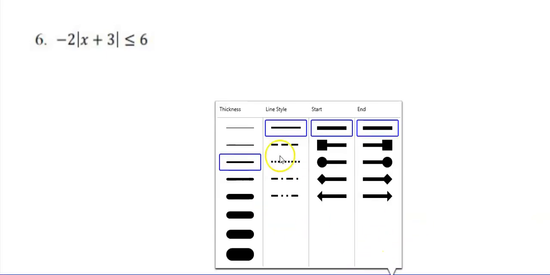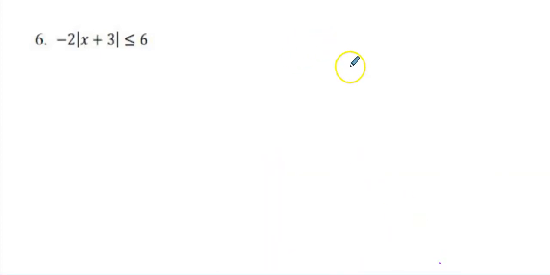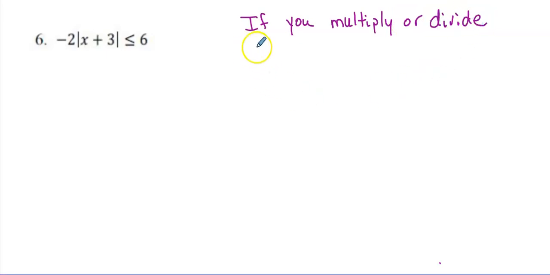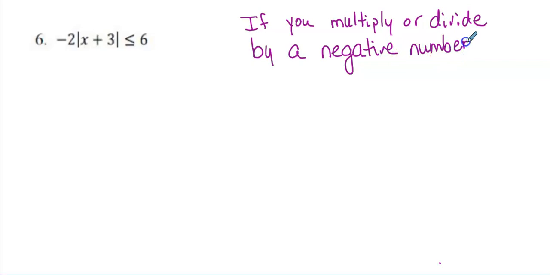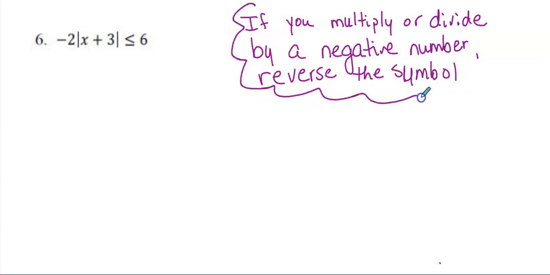Okay, so make a note here. Somewhere on your paper, make a note. In inequalities, and this is the hardest thing for my students to remember a lot of times, if you multiply or divide by a negative number, you have to reverse the symbol. And that's what we're going to have to do here. That's why I wanted to make sure I got this note in. So just make a note somewhere on your paper that if you do that, you have to reverse the symbol.